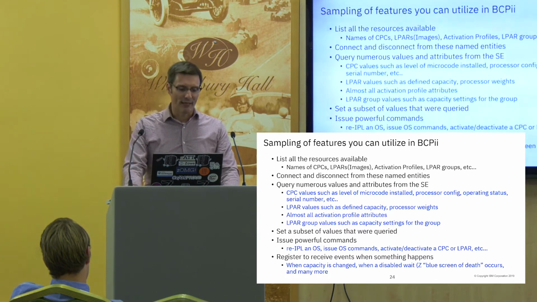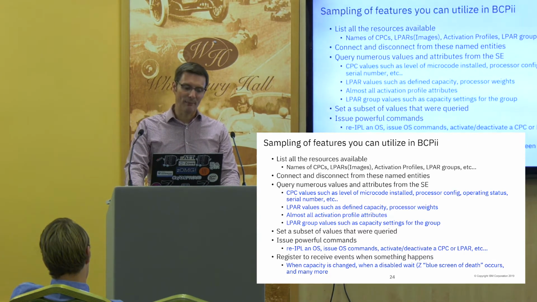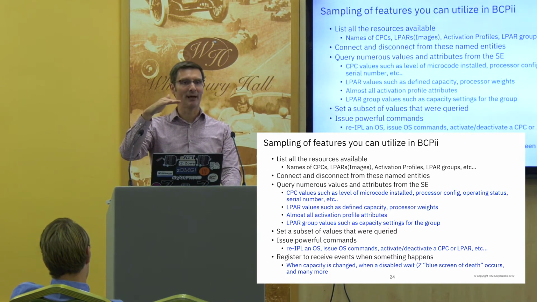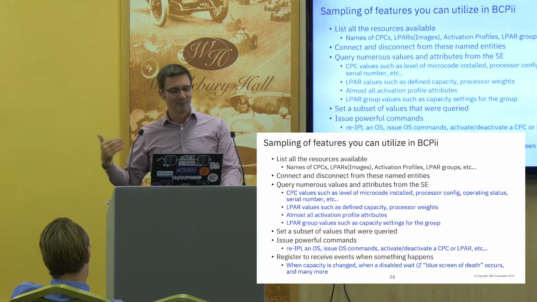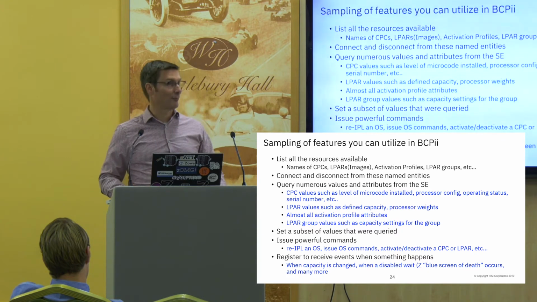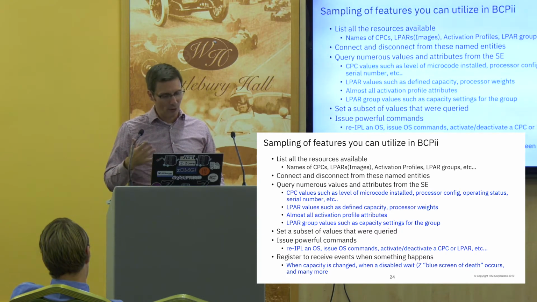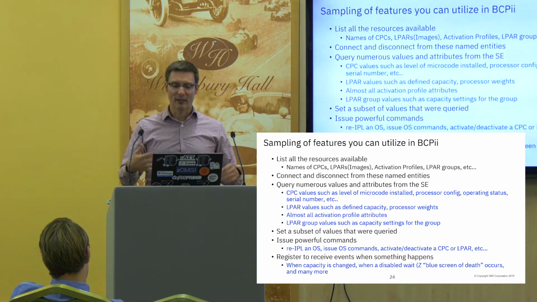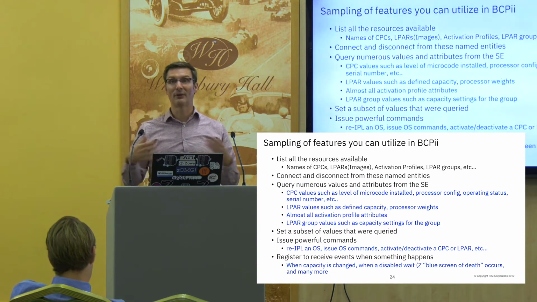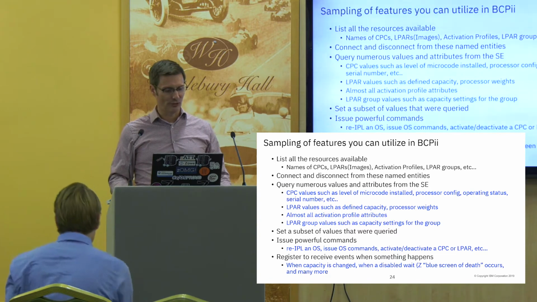For an LPAR, I can find out defined capacity, the maximum capacity I'm allowing this machine to go to for the time being, as well as all the processor weights. I can query all the activation profile values, just about all of them. For LPAR groups, I can find out what the capacity settings for the group are, et cetera, et cetera. There's lots of other stuff I didn't mention here.